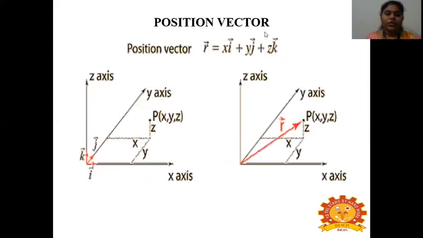Next, what do you mean by position vector? So see again here there is a Cartesian coordinate system. So in this system we have your x-axis, y-axis and z-axis. Here we have a point P which has all the three values, that is in x-axis, y-axis and z-axis. So now we have to denote the position of the P vector from the origin. So R is nothing but the distance of the P vector from the origin. So it can be represented as R vector is equal to x into i vector plus y into j vector plus z into k vector.